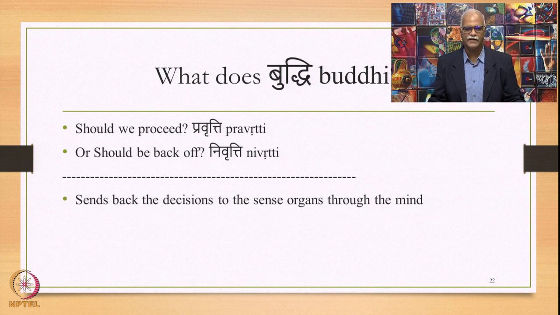So, the intellect then sends back the decisions to the sense organs, because they are the external most and they are to be controlled. They are to be controlled through the mind. The decisions are conveyed to the sense organs through the mind. And then sometimes we see that the sense organs follow these decisions, and then we say that there is control over sense organs. But sometimes it so happens that these sense organs do not seem to follow such a decision. Then we say that the control is less. Why? That is a different question altogether.